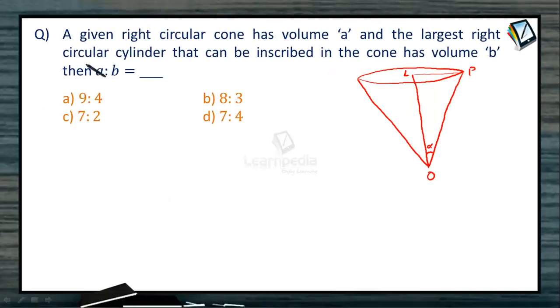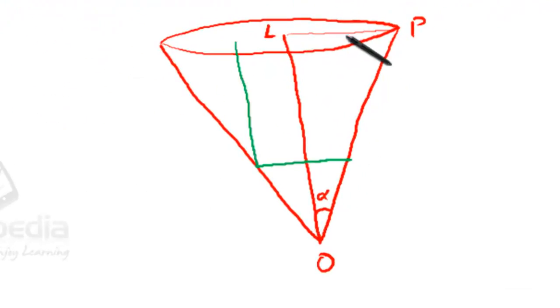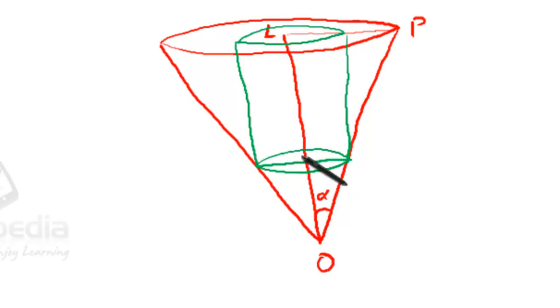Now, the largest right circular cylinder that can be inscribed in the cone. So, what are we doing? We are inscribing a right circular cylinder inside the cone. So, this will be the cylinder inserted inside the cone. Now, let us call the point of intersection of this radius Q and the point of intersection of the edge of the cylinder with the radius M, and the radius of the cylinder is X.